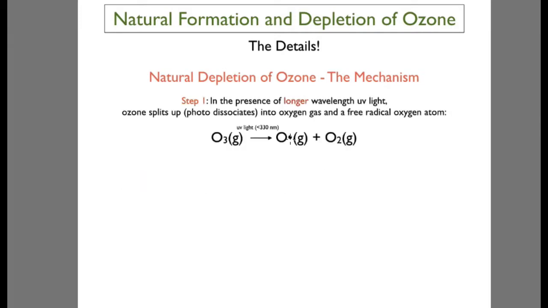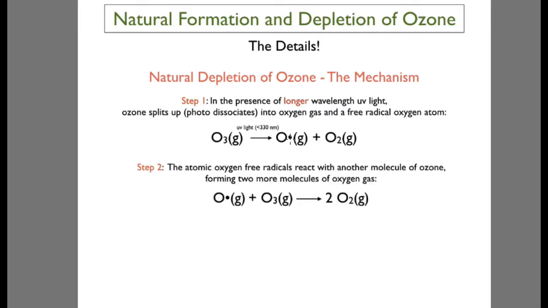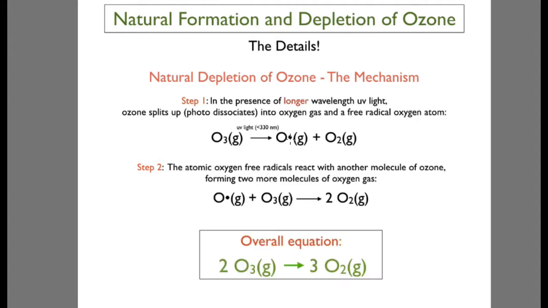The natural depletion of ozone. In the presence of longer wavelength UV light, you see the wavelength is below 330 nanometers, ozone splits up, or it photodissociates, into oxygen gas and a free radical oxygen atom. And the atomic oxygen free radicals react with another molecule of ozone, forming 2 more molecules of oxygen gas. And so the overall equation is 2 molecules of ozone gas give us 3 molecules of oxygen gas.